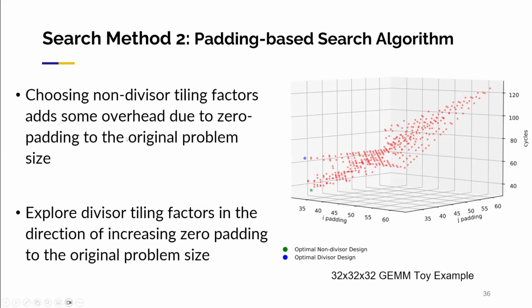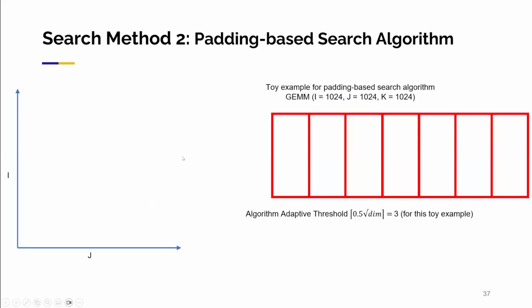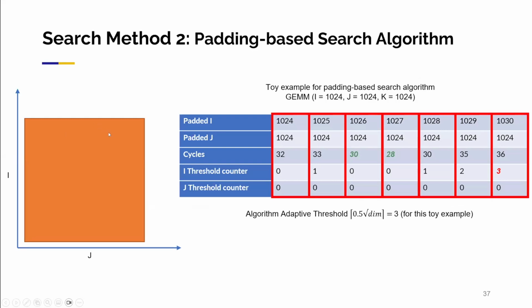So our algorithm would explore the design space in the direction of increasing these paddings on the I dimension, for example, and the J dimension. I will show an example of how this algorithm works. So let's take the original 1024 by 1024 by 1024 matrix multiplication. And this is the original non-padded problem size.